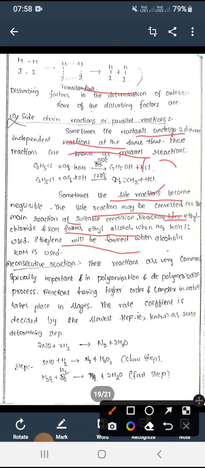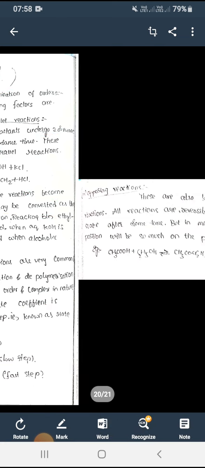Consecutive reaction. So this is very common and important in polymerization reactions, we can say, and also depolymerization reactions. Reactions which are higher order and complex in nature will take place in certain stages. The rate coefficient is defined by the slowest step, which is known as the rate determining step, right? The first step is the slowest step. So if you have observed here, 2NO2 plus 2H2 gives us N2 plus H2O. After that, 2NO plus 2H2 gives us N2 plus H2O2. This is the slow step. After that, H2O2 plus H2 gives us 2H2O. So this is the fast step. So the slow one we call the rate determining step.